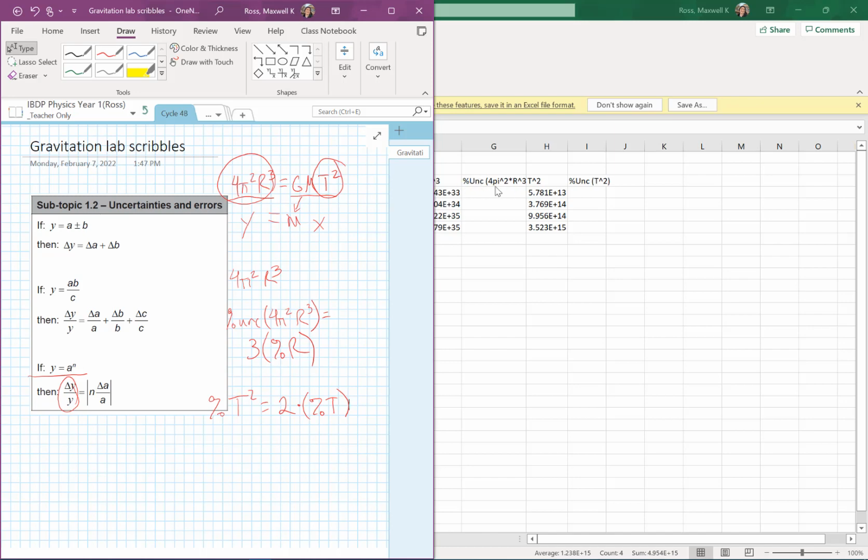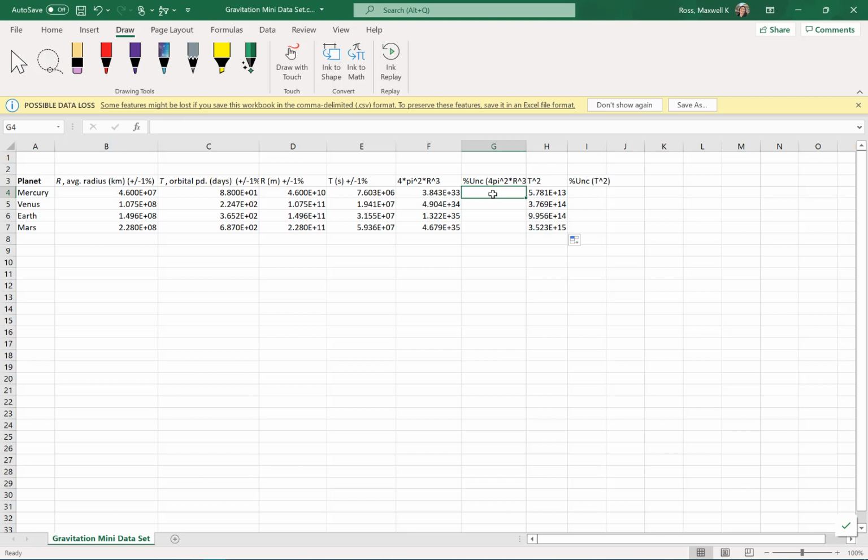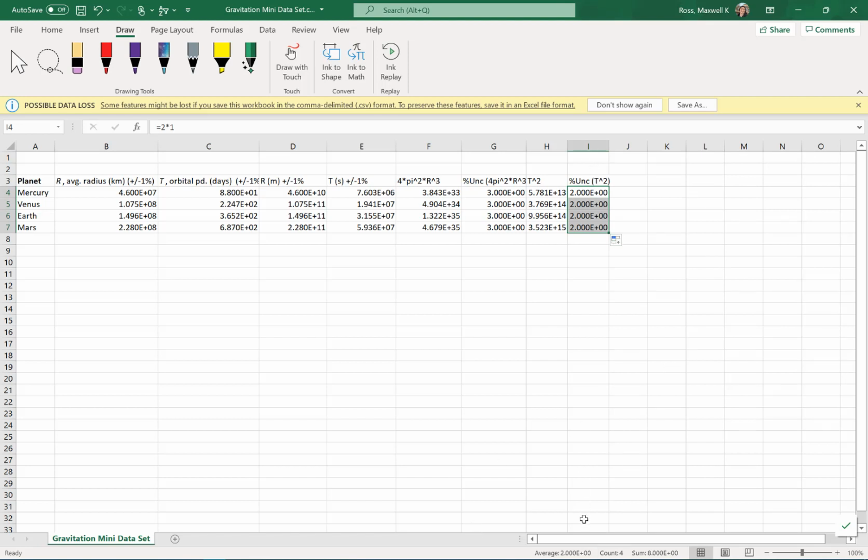We know the uncertainty in 4 pi squared r cubed is just 3 times the uncertainty in r. So equals, it's going to be 3 times the percent uncertainty in r, which was just 1. So it's just 3 times 1 equals 3%. And since they all had uncertainties of 1% in their radius, 4 pi squared r cubed are all going to have uncertainties of 3%. We cubed the radius, we multiplied the percent uncertainty by 3. For the percent uncertainty in t squared, it's just going to be equal to 2 times the percent uncertainty in t, which is 1, gives us 2% uncertainty for all of our values.